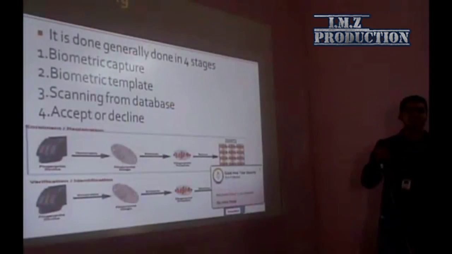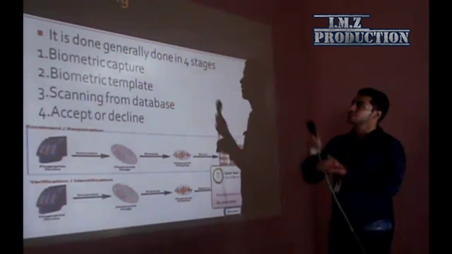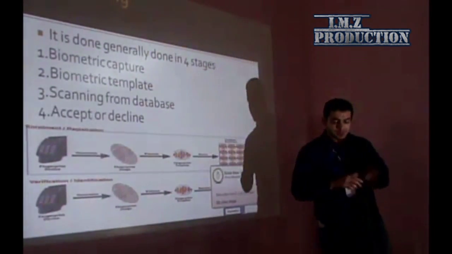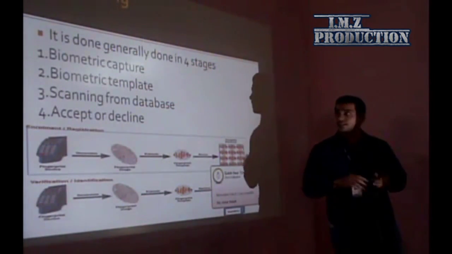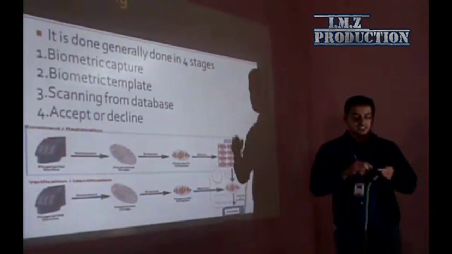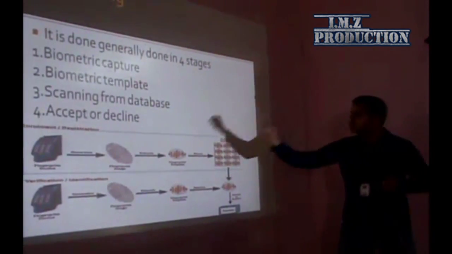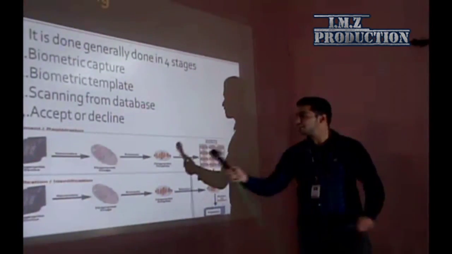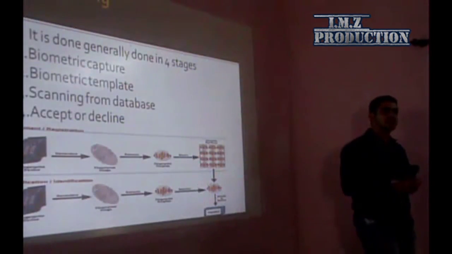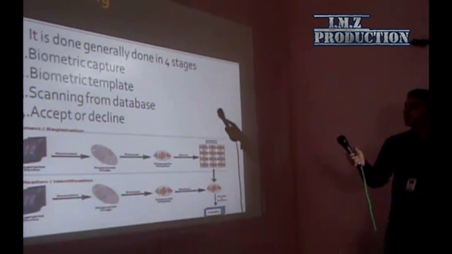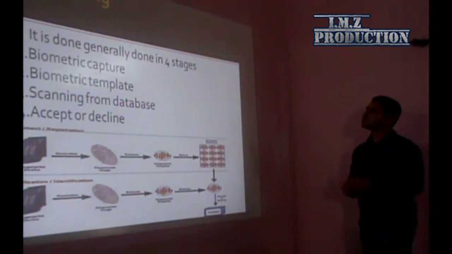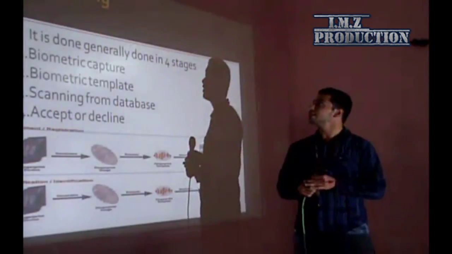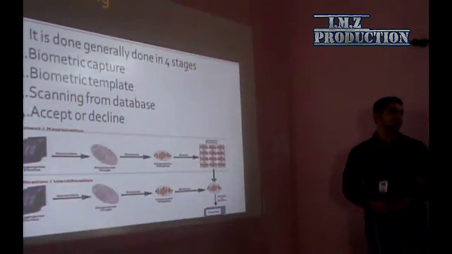So let's talk about recognition. How does a biometric system recognize? It is generally done in four ways. First, biometric capture: when I put my finger in the biometric machine, it captures my finger. Then the biometric template: it changes the image into a template of zeros and ones or an image. Then it scans against the database, and the fourth step is accept or decline. Those are the four steps to recognize a fingerprint. Next page, please.